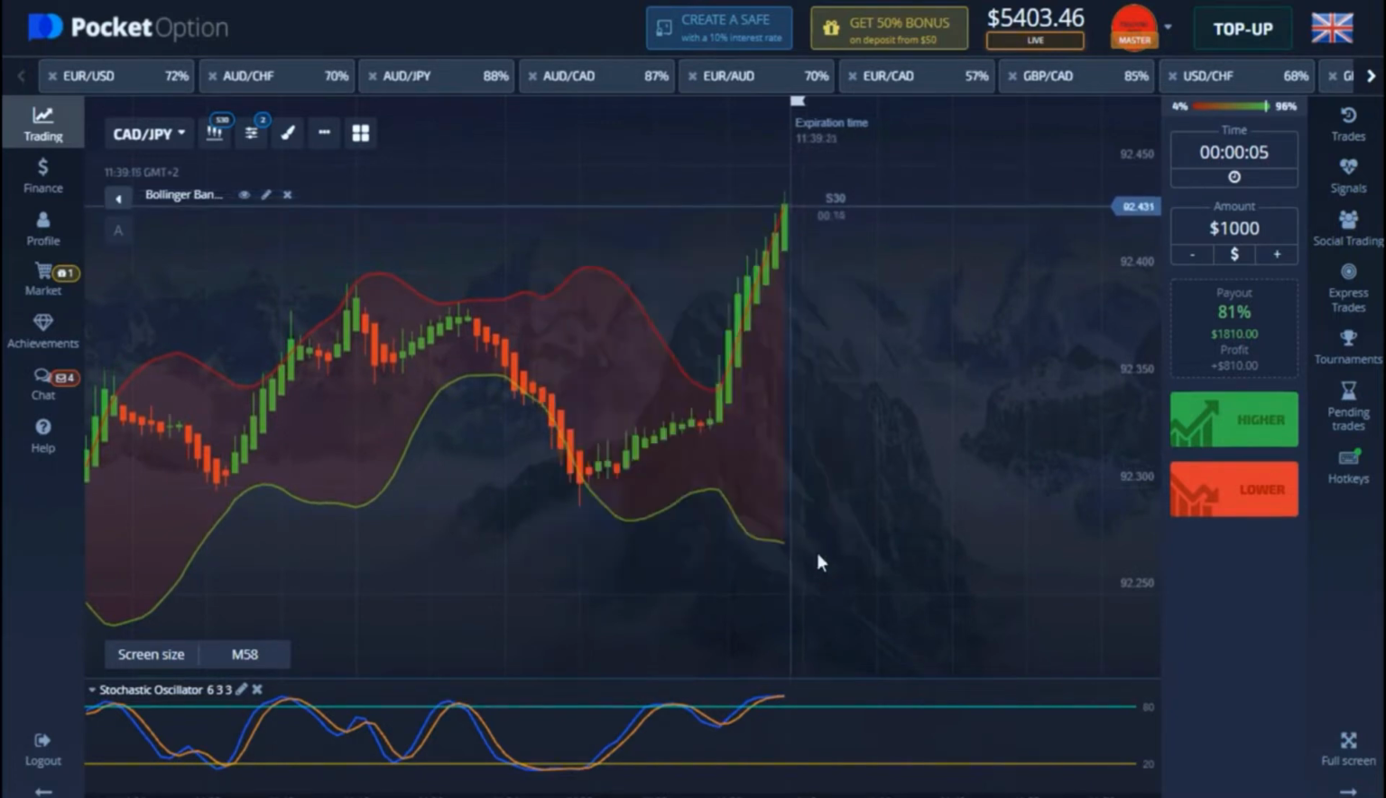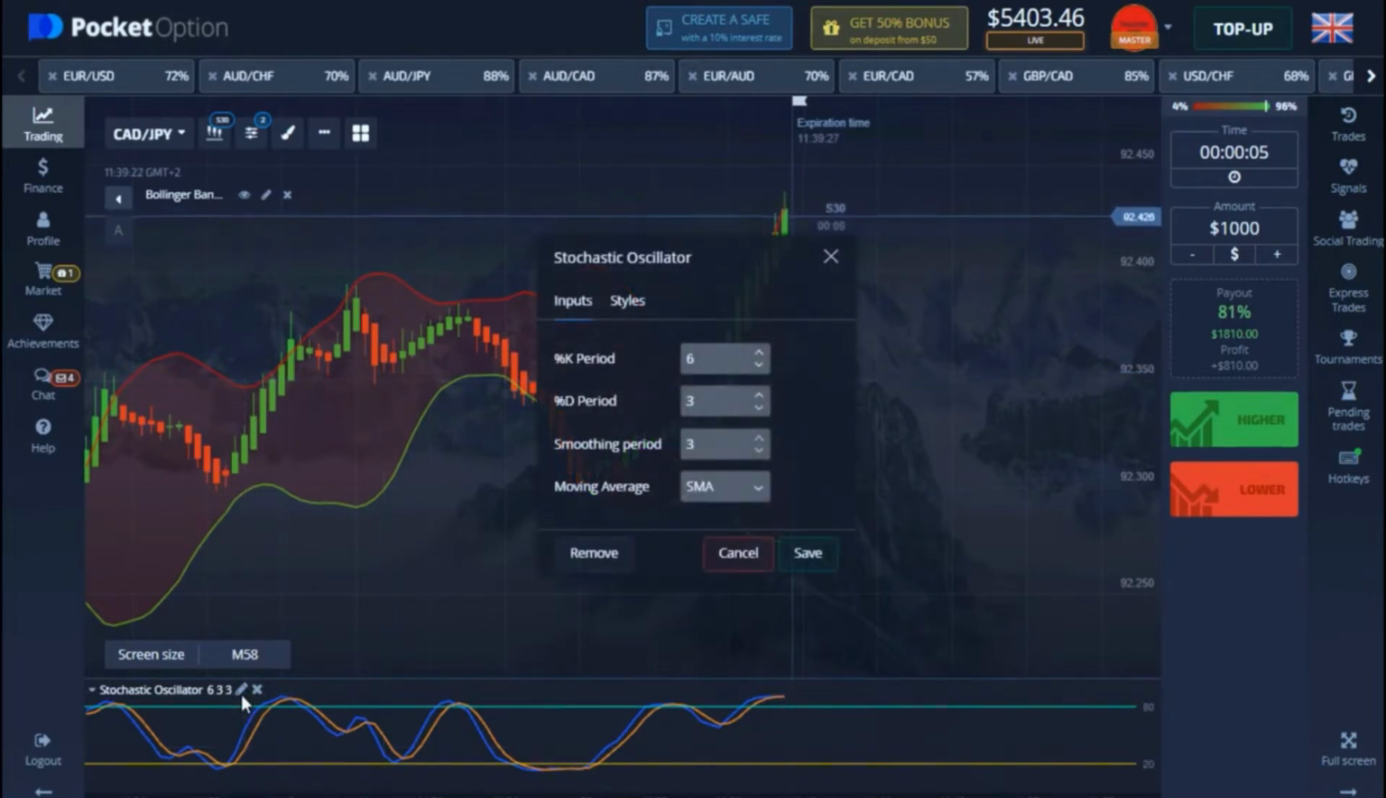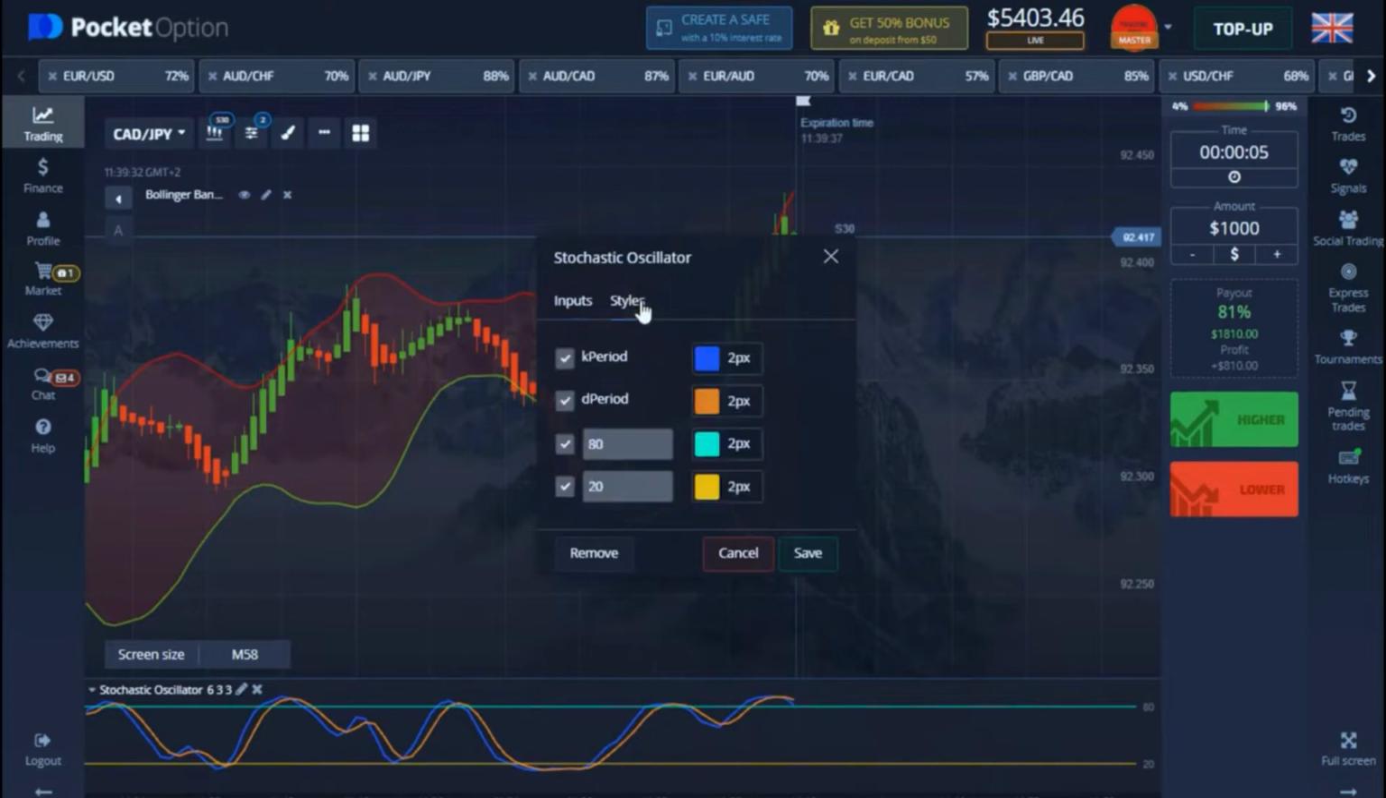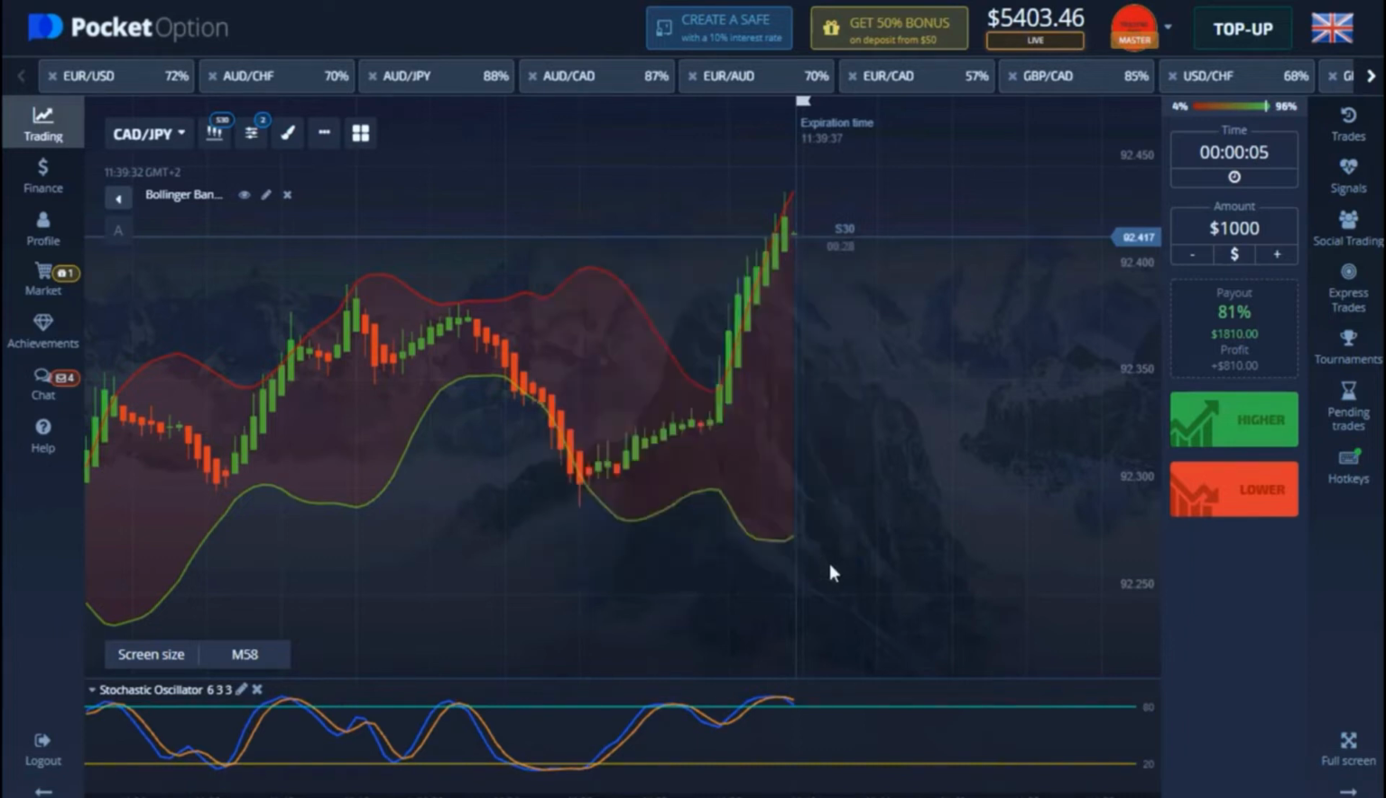Another indicator I use here is called stochastic oscillator. And here the setting is actually simple. The K period is 6, the D period is 3, the smoothing is 3, and the moving average is SMA. Of course over here on the style, I don't touch the color. I just take the lines down to a pixel. That's pretty much all I do. So when you're done, just hit save.